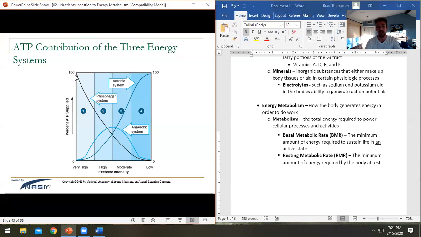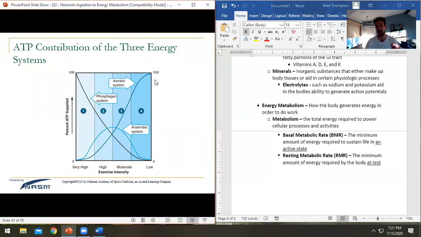So in the beginning, all your energy is coming from your phosphagen system. And then you move into your anaerobic energy system like glycolysis. But then glycolysis is going to start to die down as well. And that's where your aerobic metabolism has been amping up this entire time. And then it starts to take over until finally your aerobic system is responsible for literally all of your ATP production. But you'll notice the intensity goes from very high to very low.